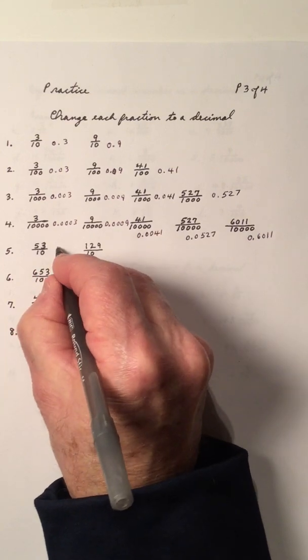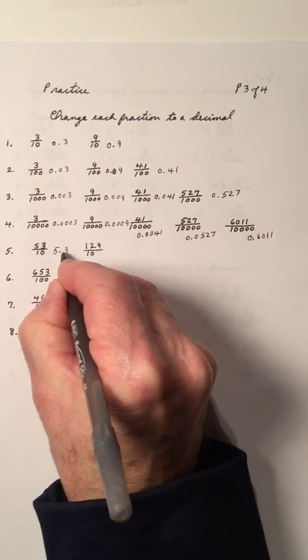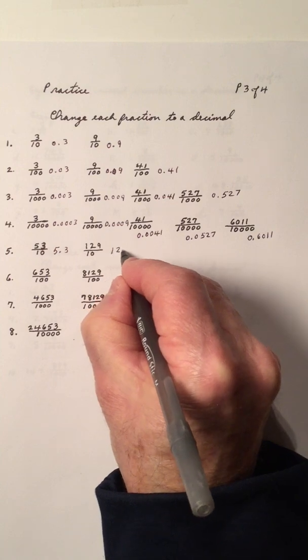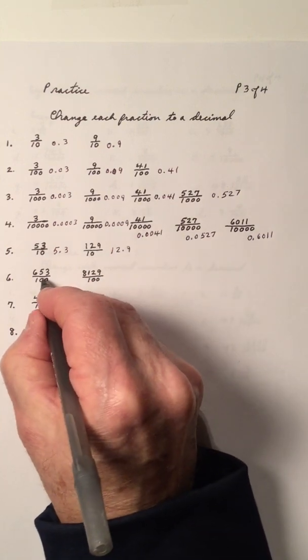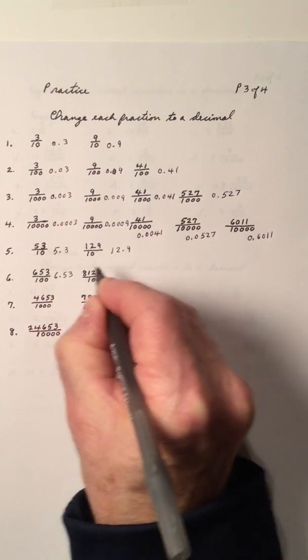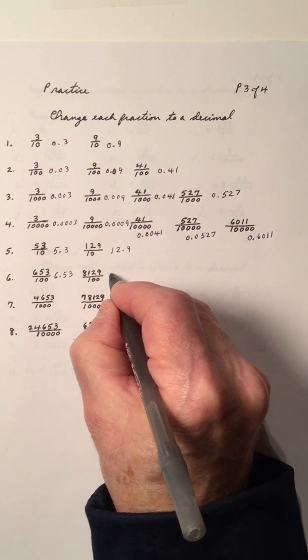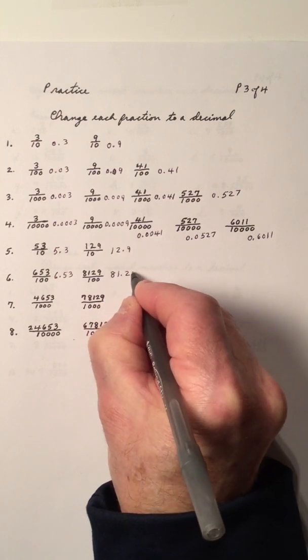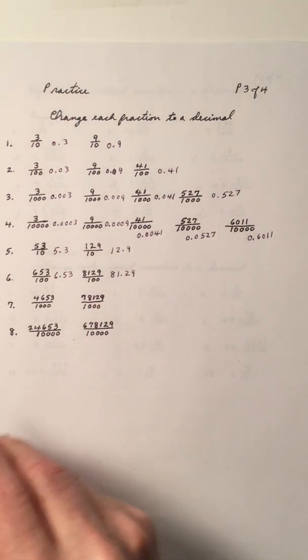53 over 10 is 5.3. The 3 is in the tenths. 12.9, the 9 is in the tenths. Dividing by 100, the 3 is in the hundredths place, so second place after the decimal. The 9 is in the hundredths place, so it's 81.29, the second place.